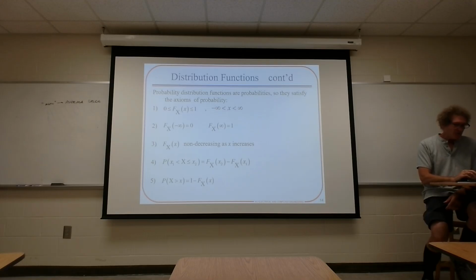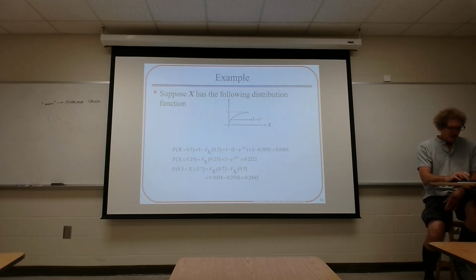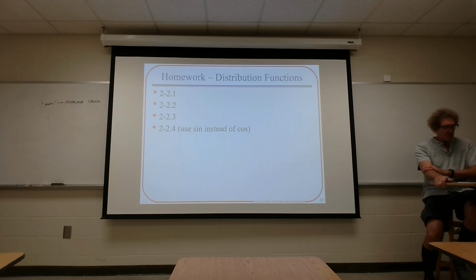Now, this is important. The probability of it having a value between x1 and x2 is really the cumulative probability of the greater value, x2, minus the cumulative probability of the lesser value. And finally, the probability that x is greater than small x is going to be 1 minus the probability it's less than. I am out of time. I will pick it up there.